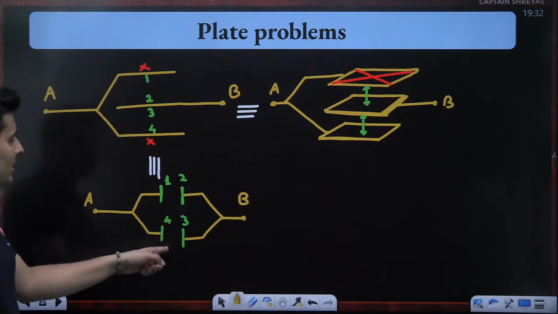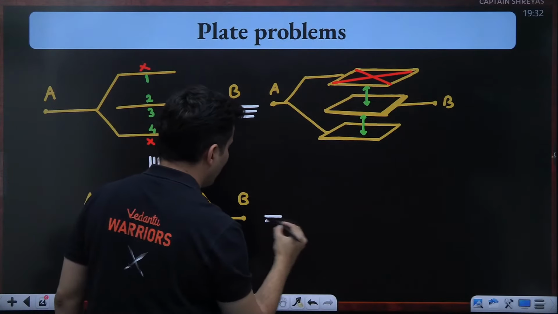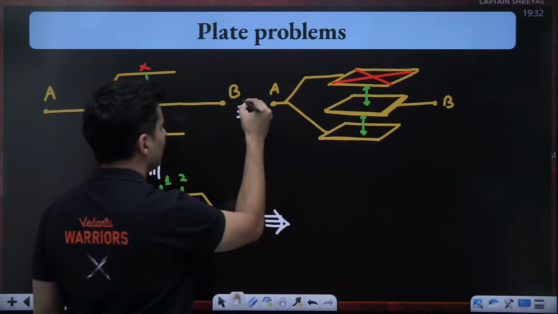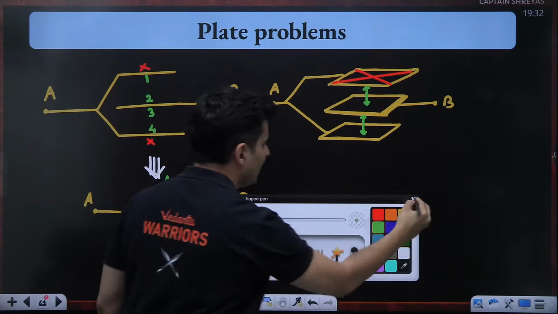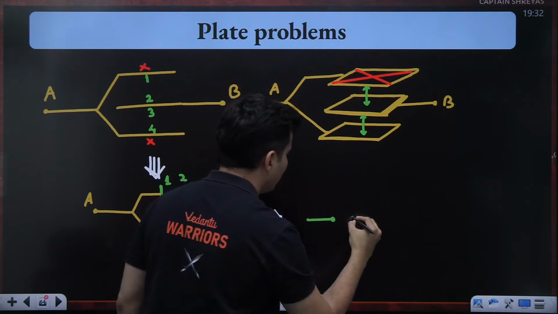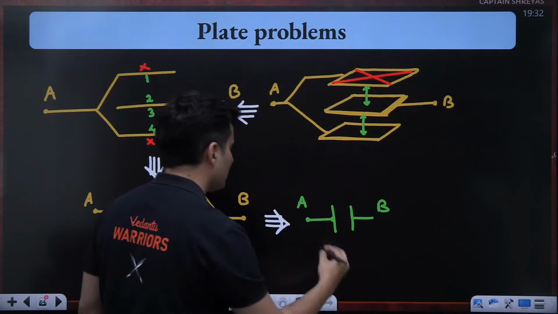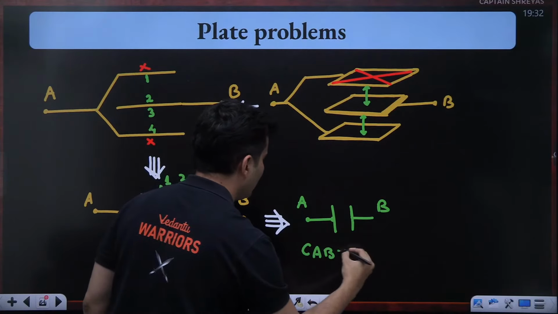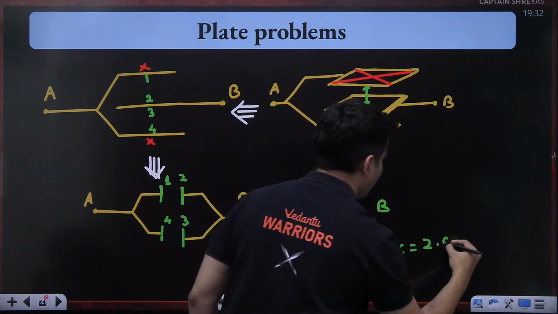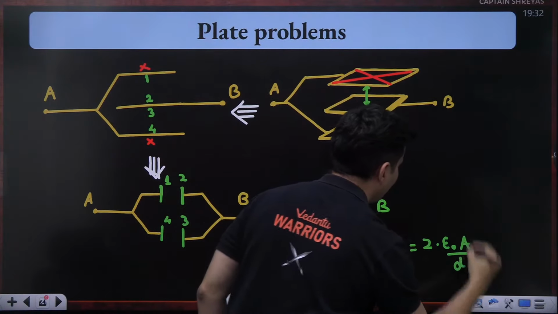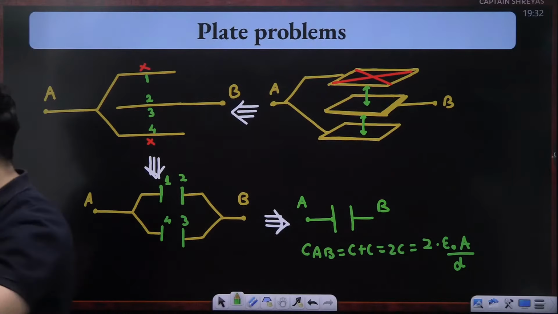Now I know these two are basically in parallel. So what will happen, guys? This problem turns into this. They are in parallel. That's it. So just add the values. The capacitance between A and B will be C plus C, which is 2C. So it will be 2 times epsilon naught A divided by D, if area is given and distance is given between the plates.